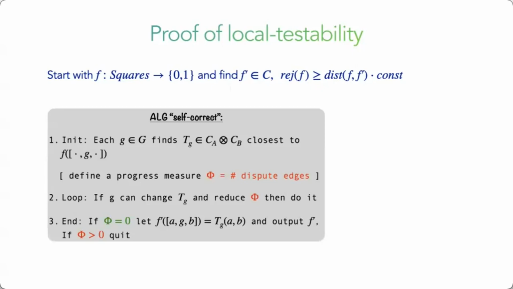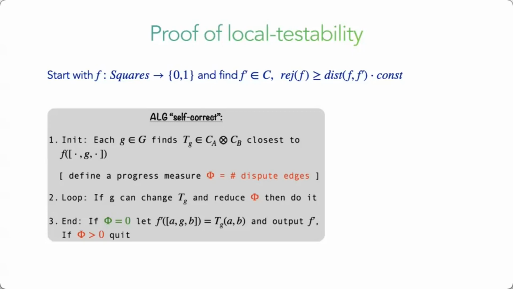First step, initialization. Every vertex looks around it at its little table, and it sees if it's happy or not happy. If it's happy, meaning what it sees is already a little tensor code word, then that's fine. If it's not happy, then it finds a tensor code word that's closest possible to the local view. Maybe there's more than one, so you break ties arbitrarily. Now every vertex, at least locally, did this local correction of making itself happy.